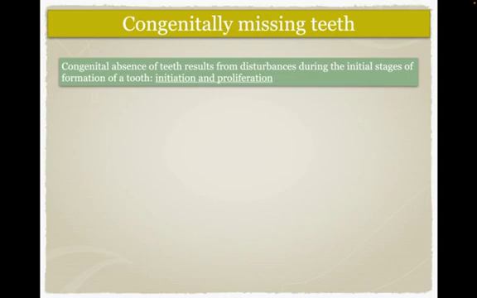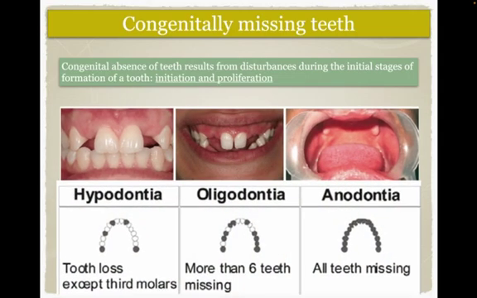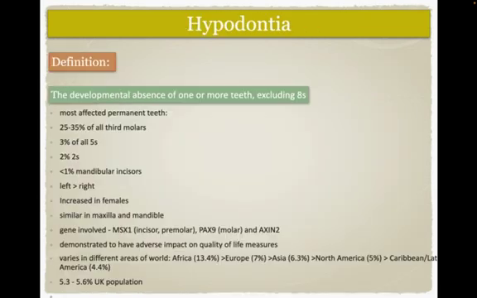So congenitally missing teeth, when we have a tooth that is not there, usually result from disturbances during the initial stages of the formation of the tooth, the initiation and the proliferation. So when we have a tooth loss except the third molar, we call this hypodontia. While if the teeth that are missing are more than 6 teeth, we call this oligodontia. When all the teeth are missing, we call it anodontia.